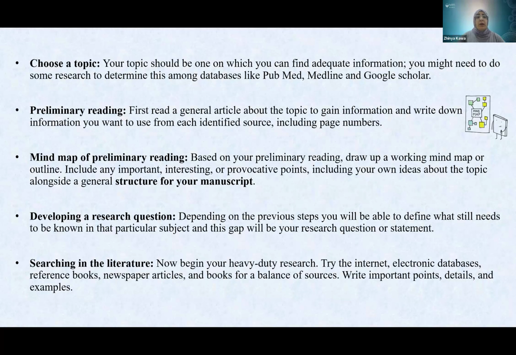Sorry. So the first one, choosing a topic, is so important, and we always advise research interns and research students to wisely select their topics. Before settling on a selected topic, it's important to have adequate information about this topic or title. And after that, you are going to do some research in the various databases that we have, for example Medline, PubMed, Google Scholar. Definitely we have several other databases as well.